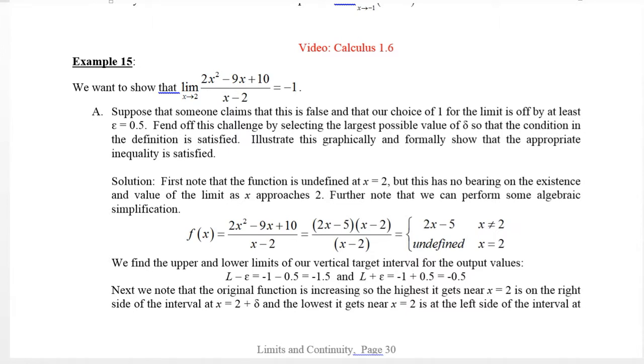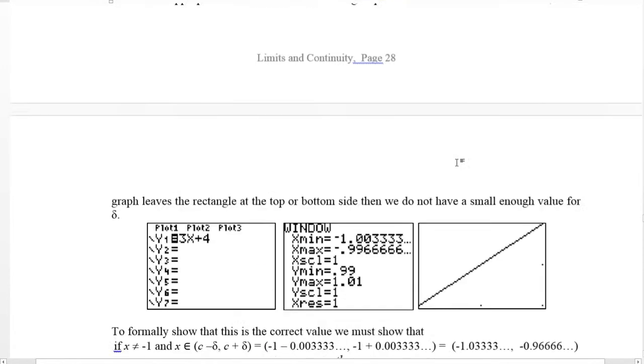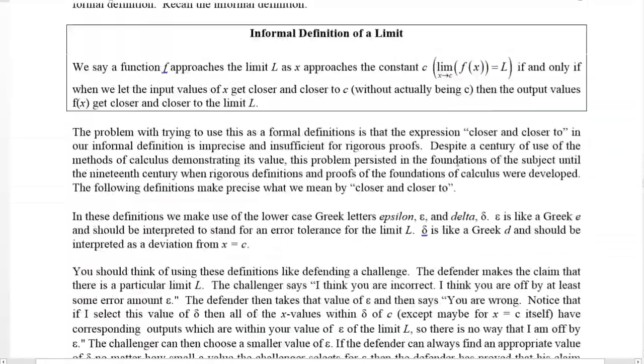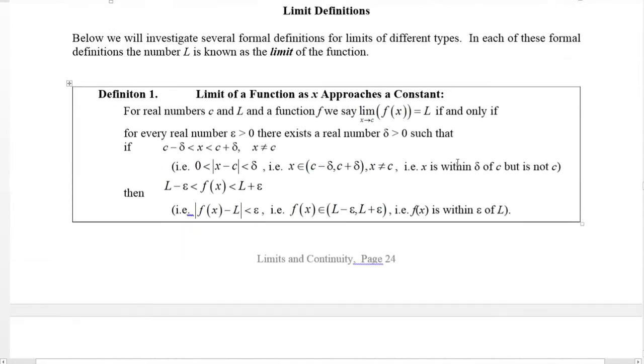This is Jack Jackson. We're back again doing some more work with formally looking at limits. So before we go any further, let's back up and look at some things that we did in the last video, and we'll start with our formal definition of a limit.